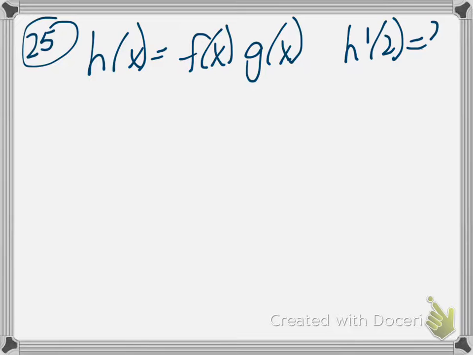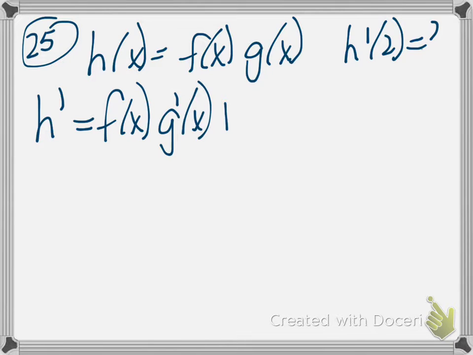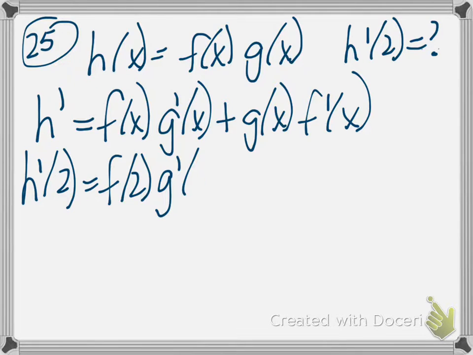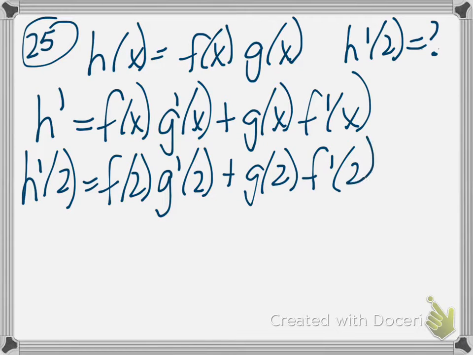Okay, and finally for number 25, this is the h of x, and we need the derivative. So the derivative is going to be a product rule, so it's the first times the derivative of the second plus the second times the derivative of the first. And now I want h prime of 2, so wherever there's an x, I'm going to put a 2. Okay, and now we just need to figure all these things out. So what is f of 2?